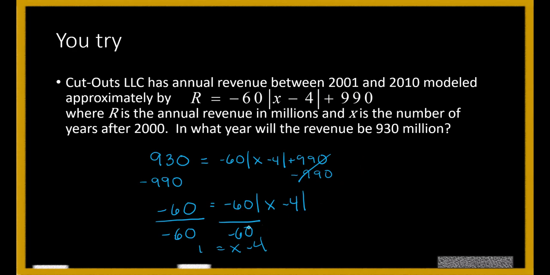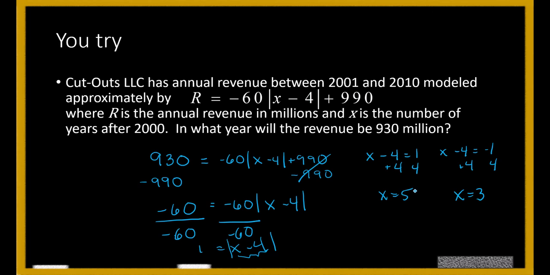So again, we know the absolute value of x minus 4 can be either positive or negative. So we take x minus 4 is equal to positive 1. x minus 4 could also be negative 1. Solve for x, so I'll add 4 to both sides, and x is either 5. Add 4 to this side, and I get x could be 3.